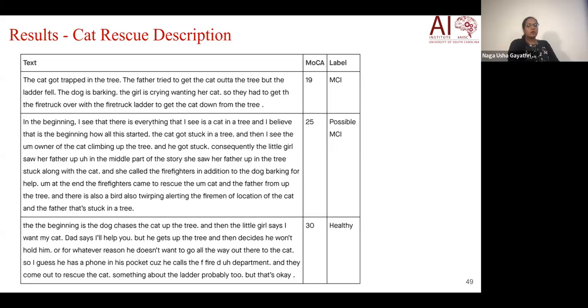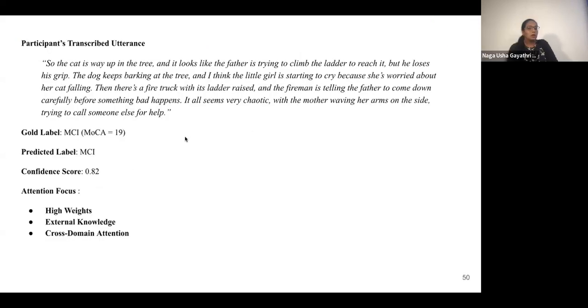So these are some examples of how our model performed on the cat rescue description task. The MoCA is the label that we used, and these are the predictions made by the CCDA model. To zoom in on a transcribed utterance of a cat rescue, this is another example of a real description. The gold label assigned is MoCA 19, which is MCI, mild cognitive impairment. It depends on the MoCA score what label we assign to the text. The predicted label for the model is also MCI, and the confidence score we have here is 0.82.